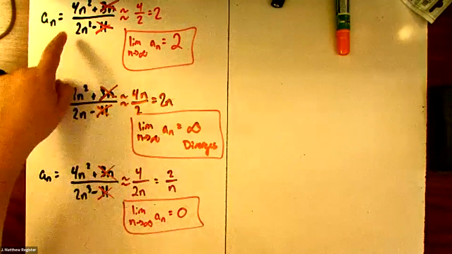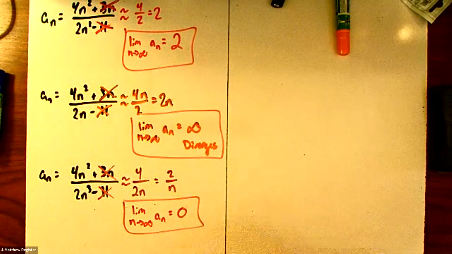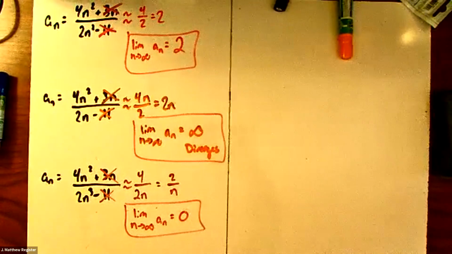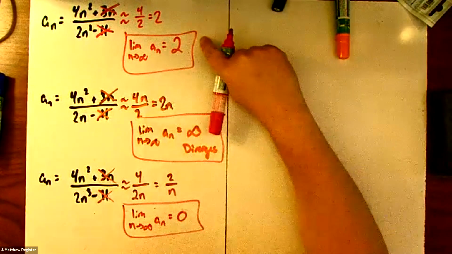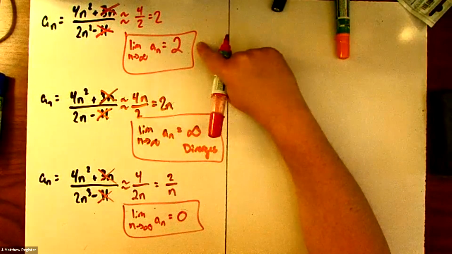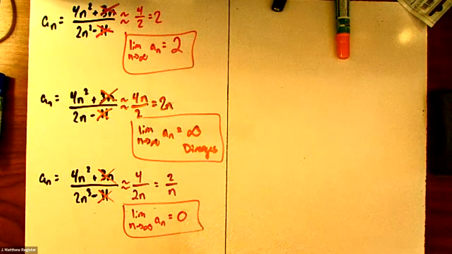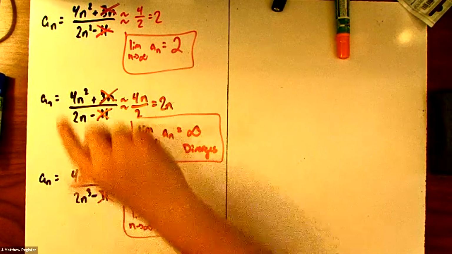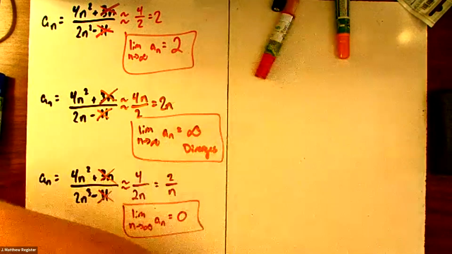So notice, while these three looked very similar, the structure of them was different enough that we got substantially different answers from them. We managed to get a nice number out of this one. This one went to infinity, and then this one went to 0. And so you want to be careful of things like exponents when you're trying to analyze the structure of these objects.